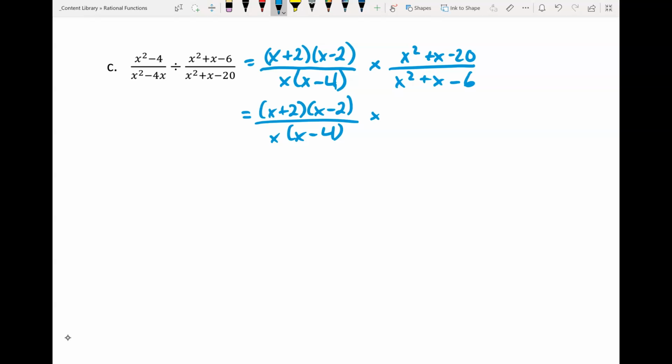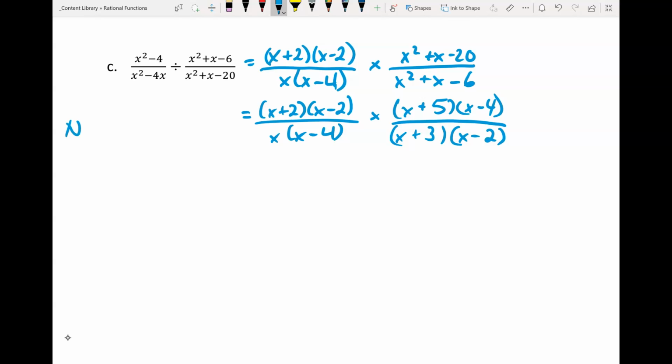Okay, so in our numerator, we can achieve a 20 with a 5 and a 4. 5 times 4 is 20. And then to get a positive 1, we need a positive 5 and a negative 4. And in the denominator, I'm looking for factors of 6. I'm going to use 3 and 2. And we can get a positive 1 if we had a positive 3 and a negative 2.